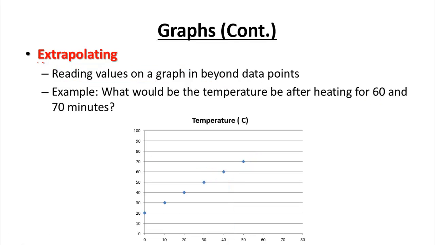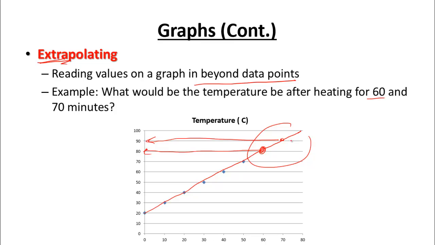Extrapolating means you go beyond. If you go beyond the data points, you're going past your data points. So if I extrapolate my data here beyond the data points like so, if I go for what will be the temperature after heating 60 and 70 minutes, 60 is approximately right here on this graph. We extend the data out, and we would say the temperature is about 80 now. And if we extrapolate farther to 70 minutes in, we would say now the temperature should be around 90 degrees Celsius. So extrapolating is reading beyond the data points you already have.